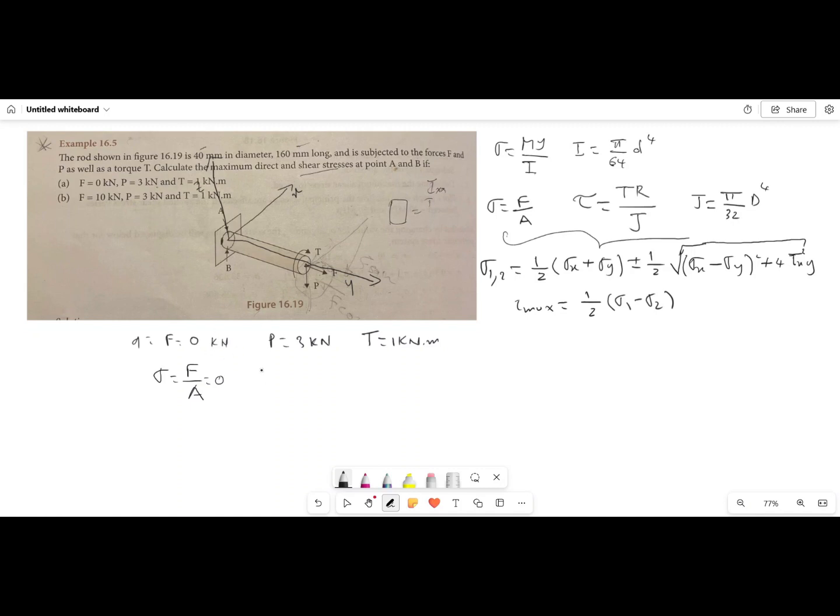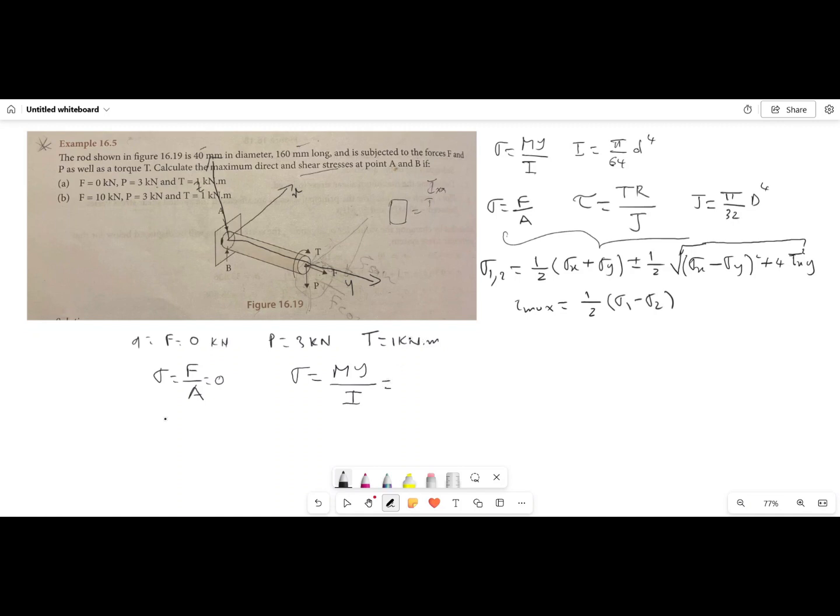Sure, my brother. Now, it simply means the only thing that we have here is the bending moment. What is happening here? We have P, which is causing the bending moment. So that bending stress, we said it is M multiplied by Y divided by I. So what is M?